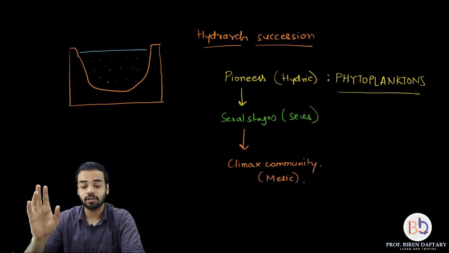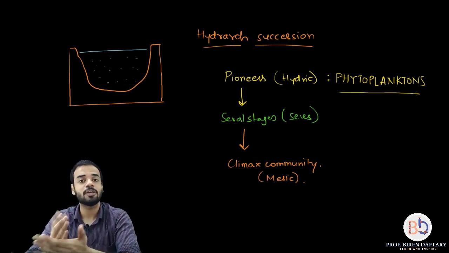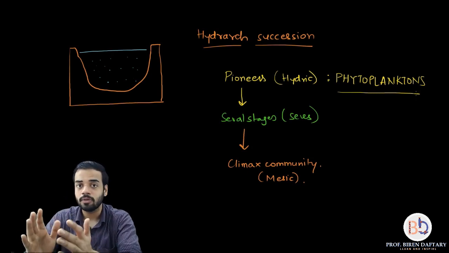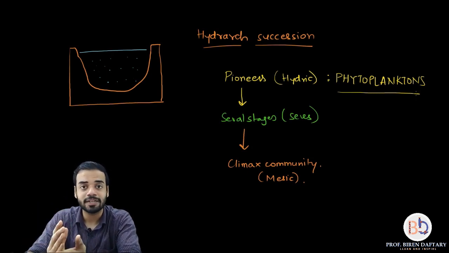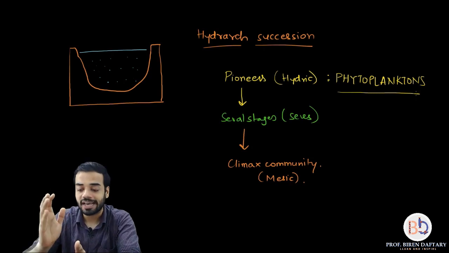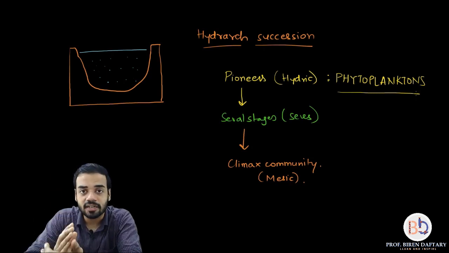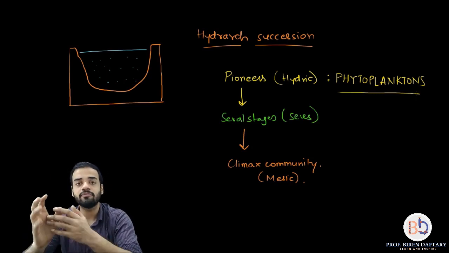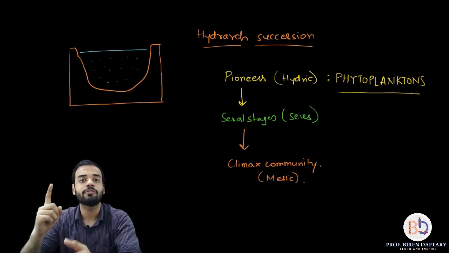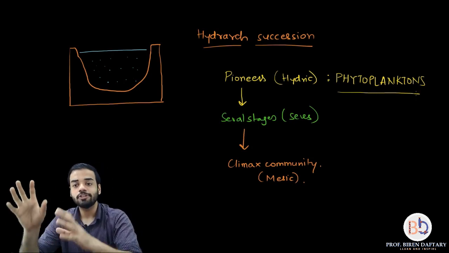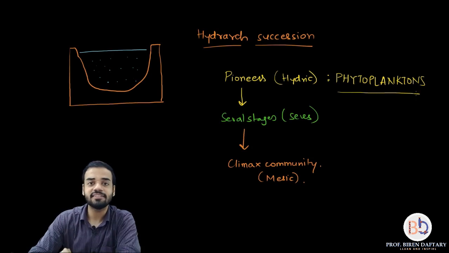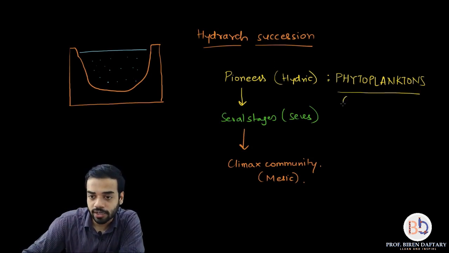Don't make the mistake of saying that phytoplanktons belong to Plantae. No, they do not belong to kingdom Plantae. They belong to kingdom Protista. Okay, Protista is a eukaryotic kingdom made up of unicellular cells. Is this clear? So these phytoplanktons are basically autotrophic organisms.